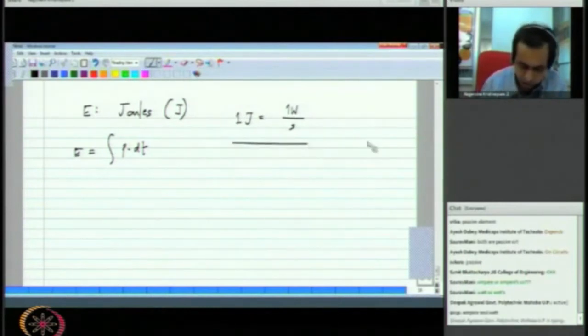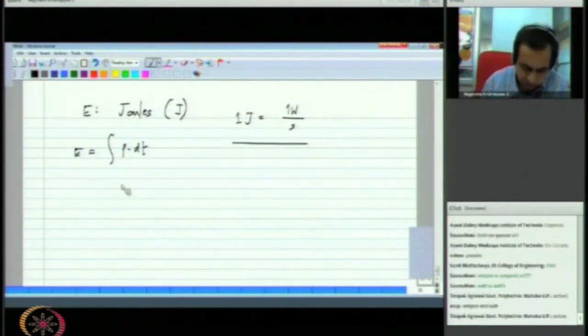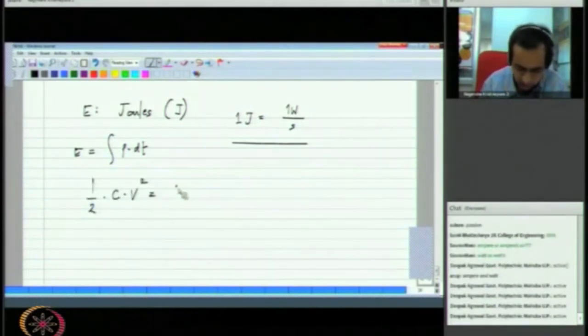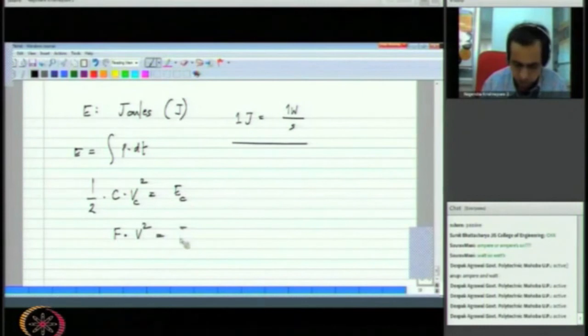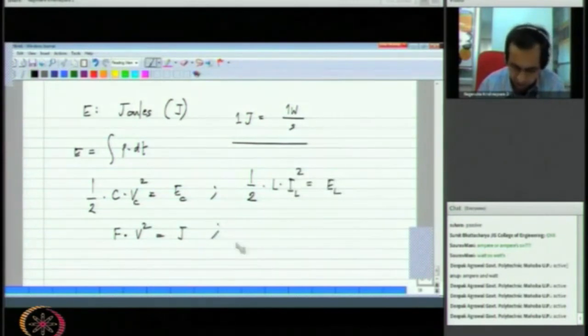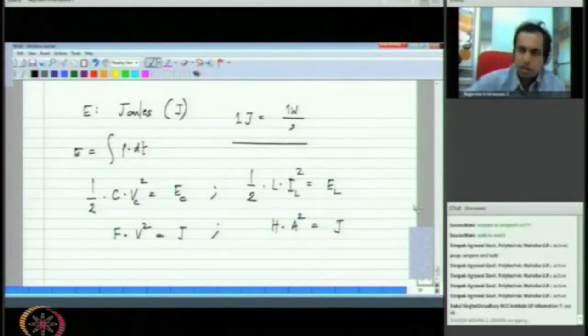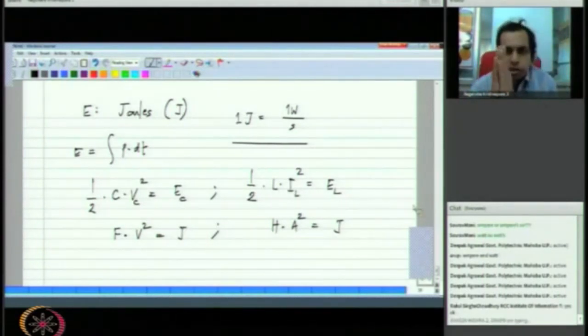And also we know that clearly the dimensions have to be consistent. So half C V square is the energy in a capacitor. If you multiply farads with volt square, you will get units of joules. Similarly, half L I_L square is the energy stored in an inductor, and if you multiply henries, the units for inductor, with ampere square, you get joules again. So whenever you do any calculations, please do it complete with units.